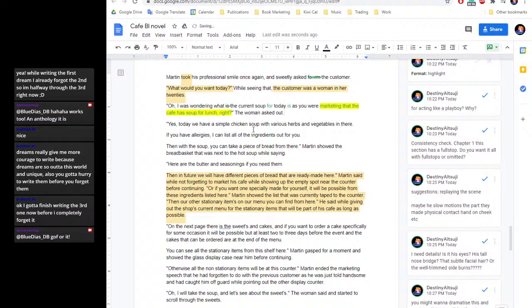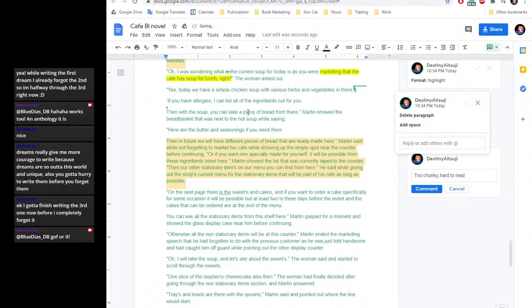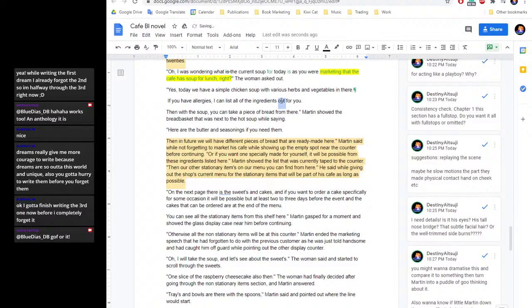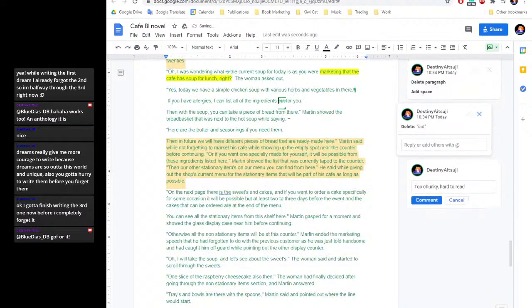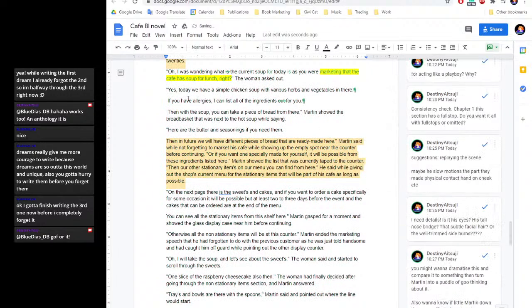Okay, so yes, we have a simple chicken soup with various herbs, and if you have allergies, I can list the ingredients for you. And then don't split this. Literally, please don't. Oh my god, my brain hurts seeing this. Okay, so with the soup, you can take a piece of bread from the bread basket that was next to that soup, while saying it's not needed.